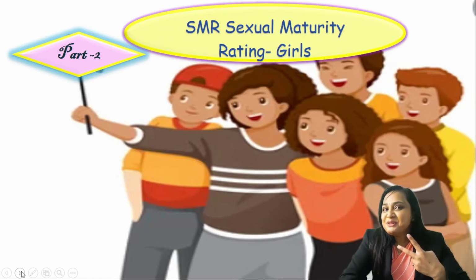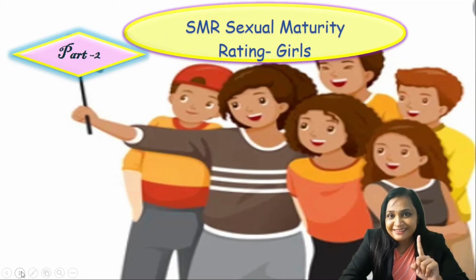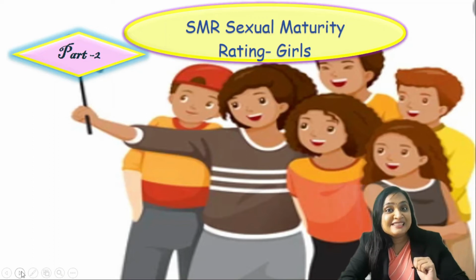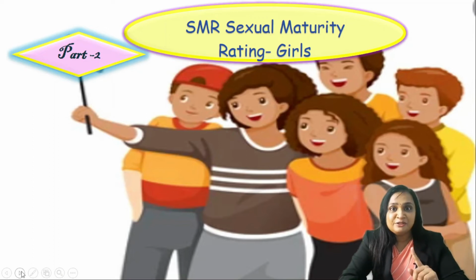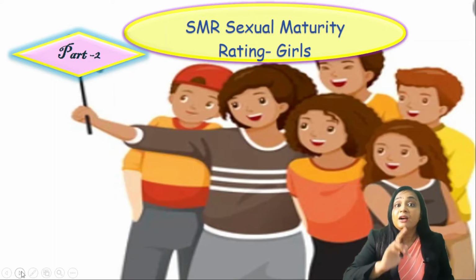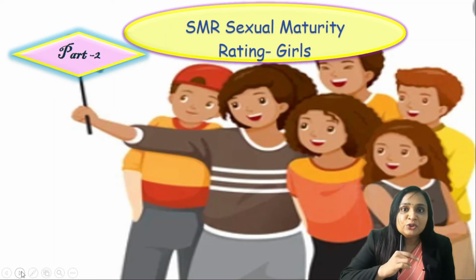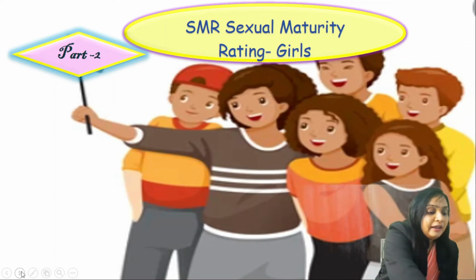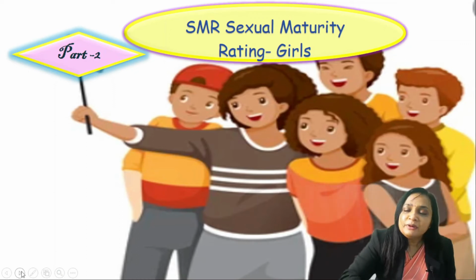Now we are moving towards part 2. We have learned how the sequence of changes occurs during normal puberty for boys as well as girls. Now we are going to remember and understand what Tanner staging for girls is. Please pay attention over here. It is very easy, not at all confusing, and you will be able to remember it in no time.